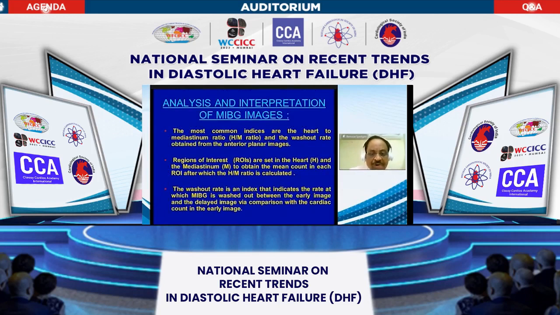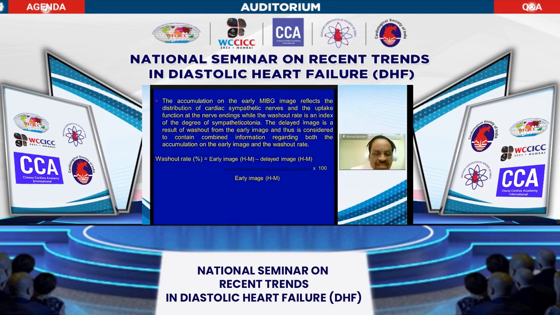The most common indices are the heart mediastinum ratio, the HM ratio, and the washout rate. A region of interest with the same pixel size is put on the heart and the mediastinum to obtain the mean count rate. Then the heart mediastinum ratio is calculated. Then the washout rate is calculated. The formula is: washout rate percentage equals early image heart counts minus mediastinum counts, minus delayed image heart counts minus mediastinum counts, divided by early image, multiplied by 100%. That gives the washout rate.